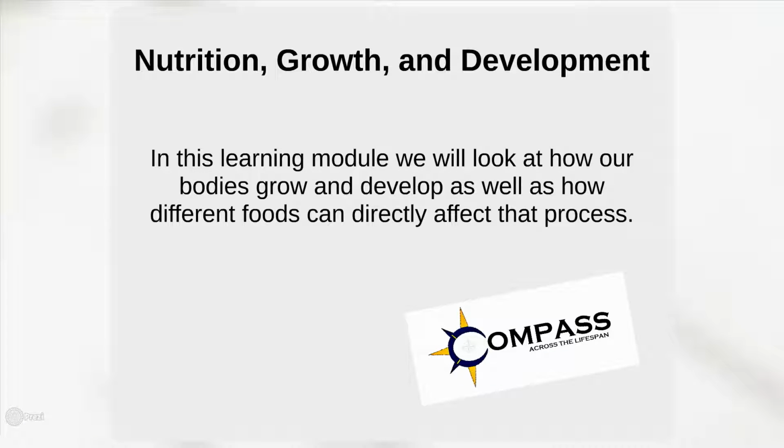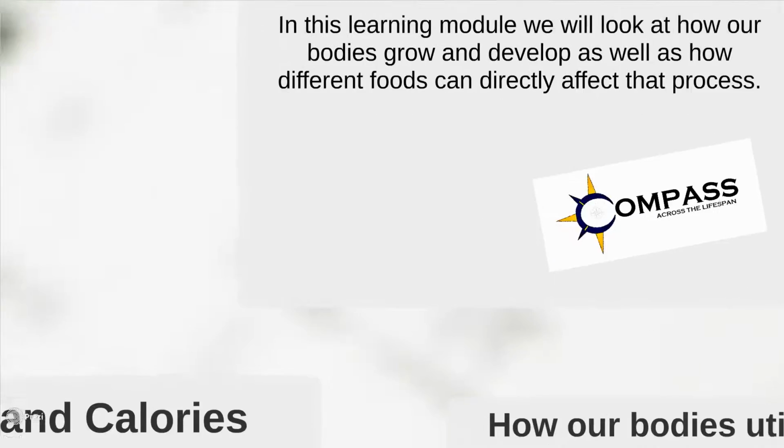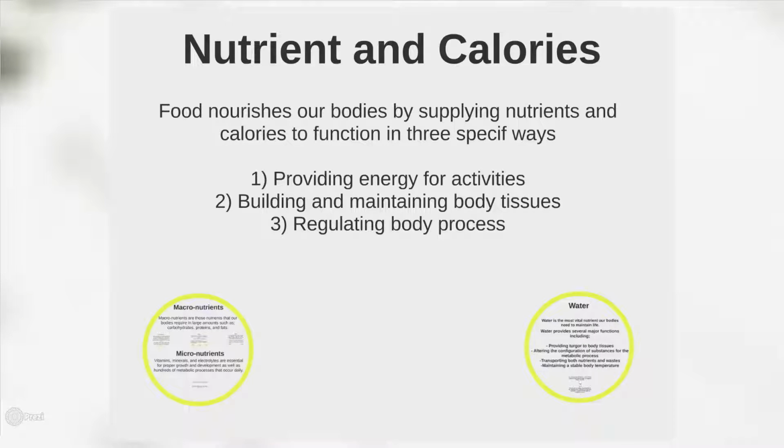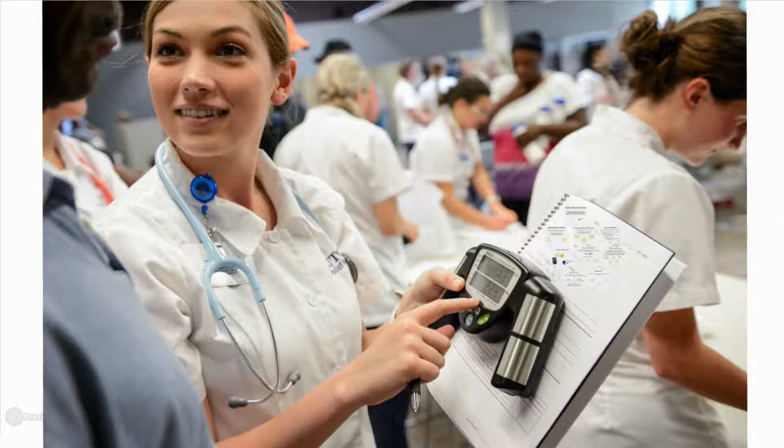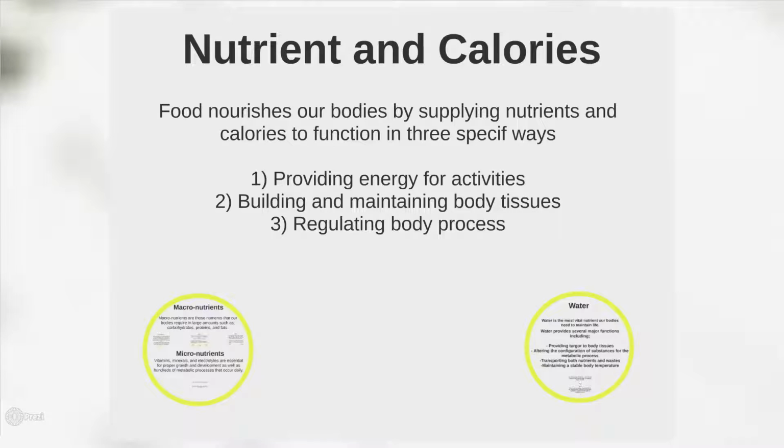In addition, you will also be responsible for developing patient-focused health and wellness plans designed to improve patient quality of life. Let's first look at how food affects our bodies. Food nourishes our bodies by supplying nutrients and calories to function in three specific ways: providing energy for activities, building and maintaining body tissues, and regulating body processes. To ensure that our bodies are able to perform all of these functions, it is important that our bodies receive specific nutrients.